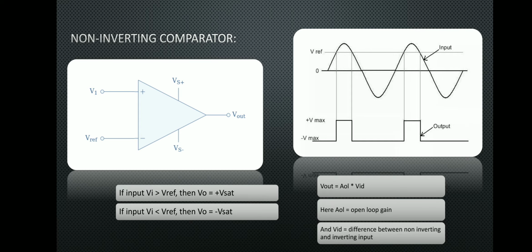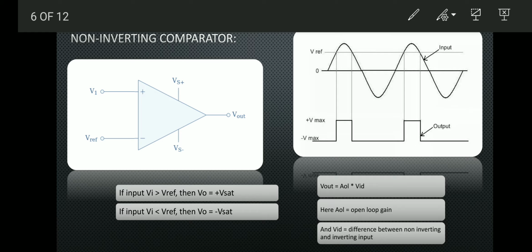First, let me explain about the non-inverting comparators. As you can see, the input is given at the non-inverting terminal and the reference voltage is given at the inverting terminal, so it is called the non-inverting comparator. If we give the input at the inverting terminal, and the reference voltage at the non-inverting terminal, then it would be called the inverting comparator.